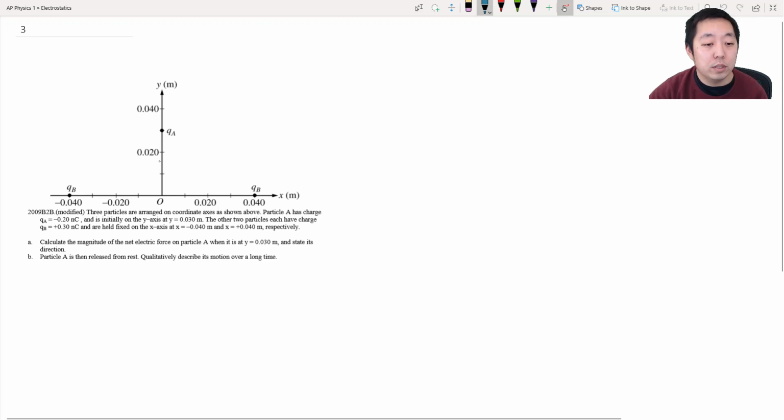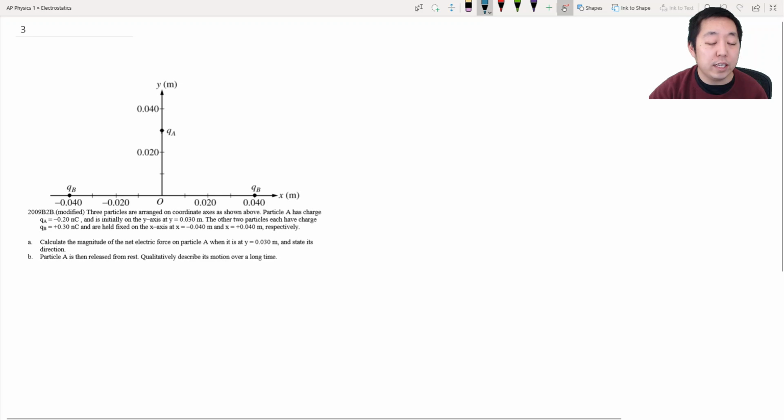So I have three particles on a coordinate axis shown. Particle A has a charge of negative 0.2 nanocoulombs. It is initially on the y-axis here. Okay, they're just saying where everything is. Calculate the magnitude of the net electric force on particle A when y equals 0.3, when it's here. So here, I want to calculate the force.